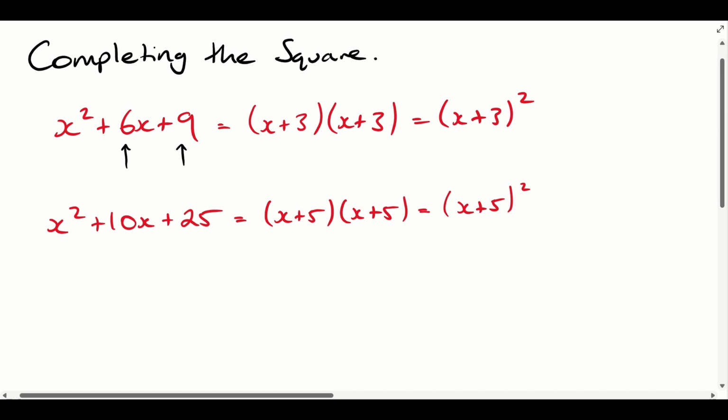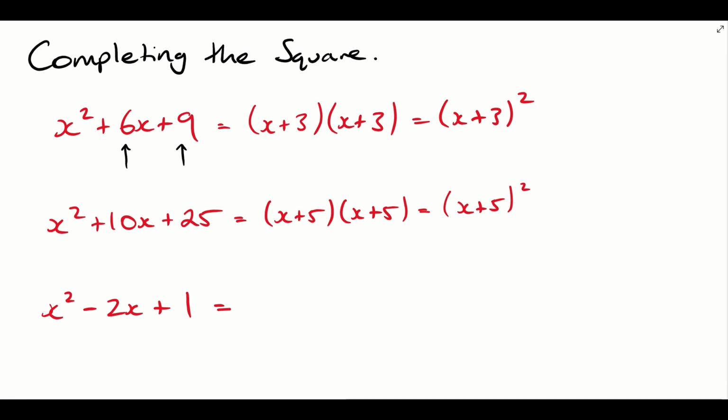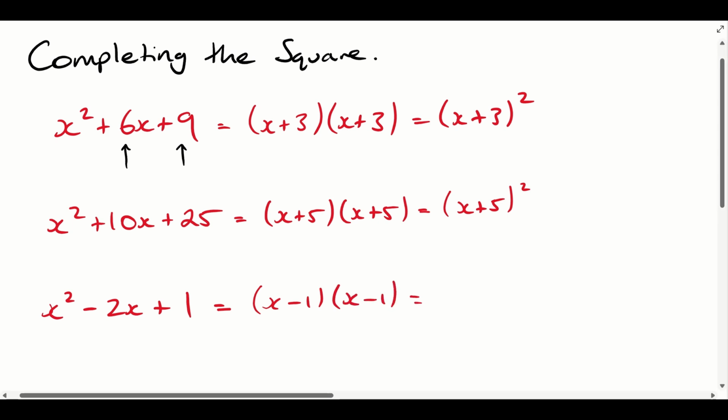And if we look at one more, x squared subtract 2x plus 1. Well, two numbers that multiply to be positive 1, but they add to be negative 2. That's going to be negative 1 and negative 1. So we get x minus 1 times x minus 1 when we factorise, which is just x minus 1 squared.